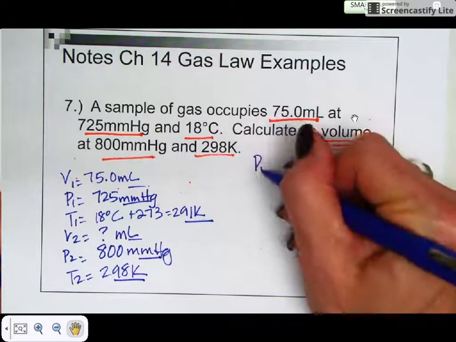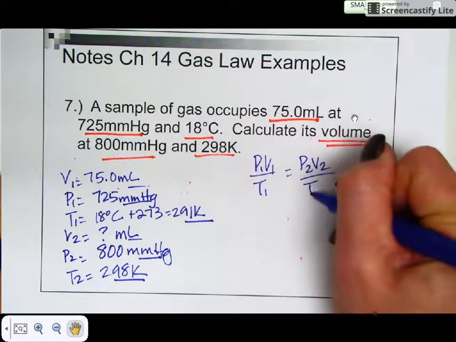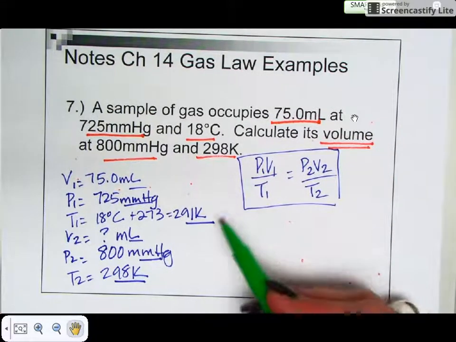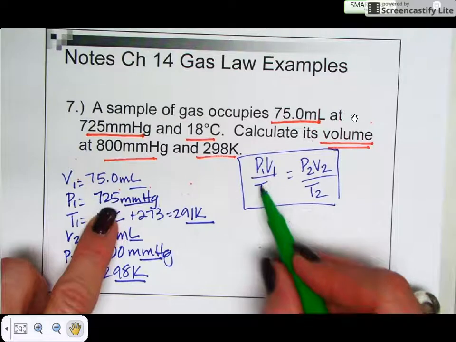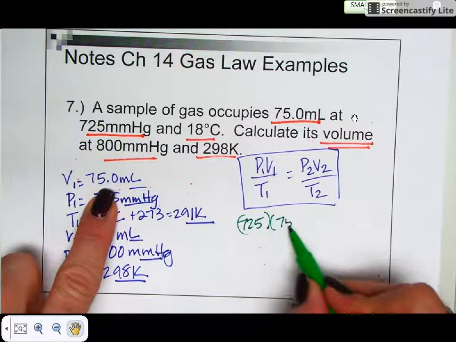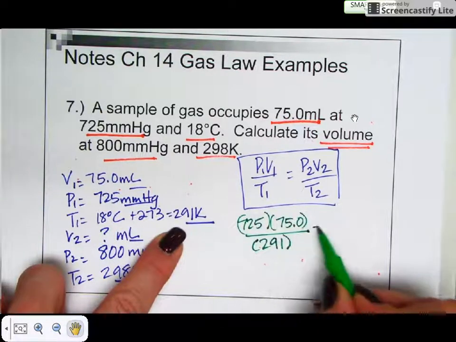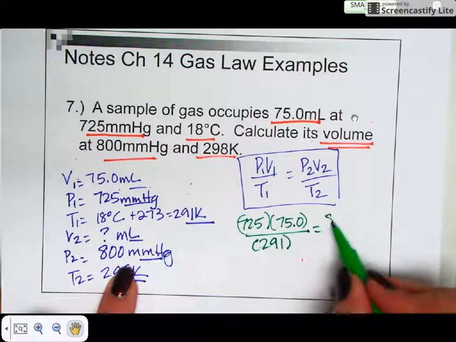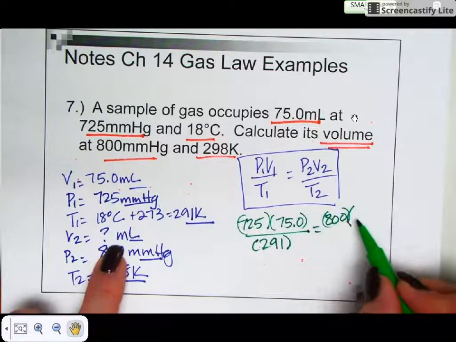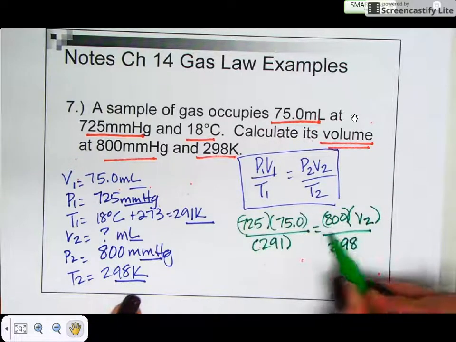Let's write our formula. P1 V1 divided by T1 equals P2 times V2 divided by T2. This is your formula. Always write that down once you label your givens. Now you're plugging into the formula. Plugging in P1, 725, V1, 75.0, T1, 291, P2, 800. That's 1 sig fig, y'all. Be careful with that one. V2 is your variable you're looking for, and T2 is 298 Kelvin.